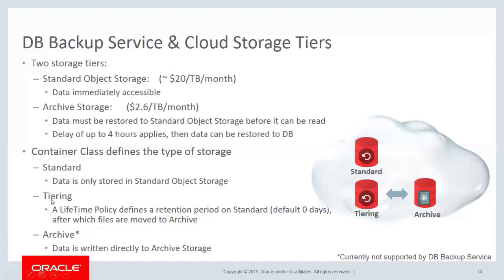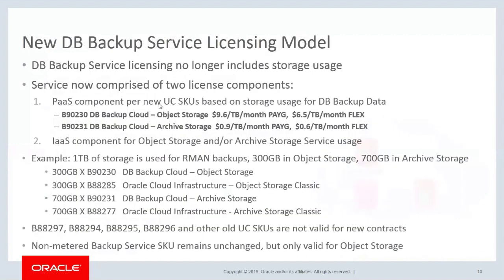And then there is a third type, which is a tiering container. It's a standard container with a lifecycle policy attached to it, so that you can define a period of time after which you want to move your data from standard object storage to archive. And you can also exclude some files that you don't want to be archived. With Database Backup Cloud Service, we support only these first two types of containers. So either you use a standard container or you use a tiering container. Archive containers are not supported.